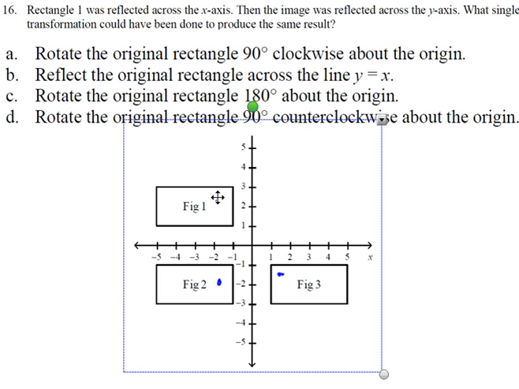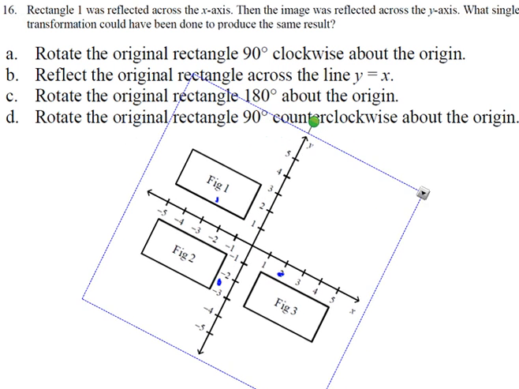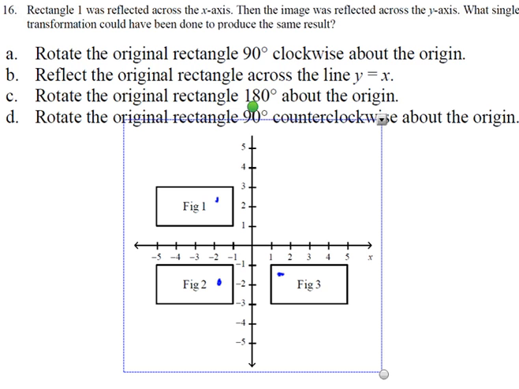Now, remember, it says rotate. Let's go through the steps. A says rotate the original rectangle 90 degrees clockwise. So if we do that, that is basically this. So you're saying that this is the way I do it.